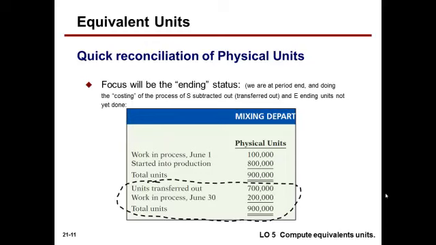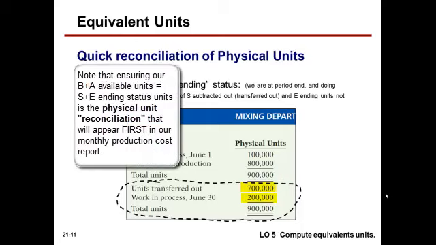In this example, we have 100,000 units beginning work in process June 1 that were incomplete from the previous month, carried over. We started 800,000 new units in production, total of 900,000 units available during the month. The key month end status: 700,000 were complete and transferred out. 200,000 still remain because they were incomplete as of June 30th.